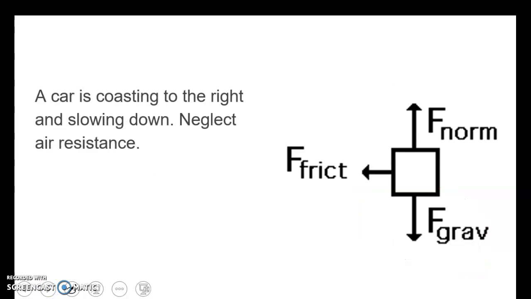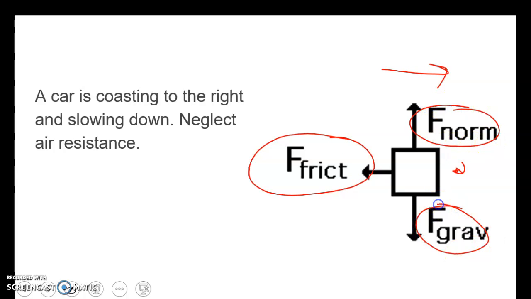A car is coasting to the right and slowing down. Neglect air resistance. If it's coasting to the right and slowing down, that means we're not applying a force, so there's no applied force here. But friction's pushing us backward because we're moving to the right but slowing down. Friction's opposing our motion. Normal force and gravity are equal because our car is going to be on a flat surface, or we're going to assume as such. But friction's the only force slowing us down, therefore that's an unbalanced force. The length of our arrow for friction does not matter as long as there's an arrow, because we have no applied force.